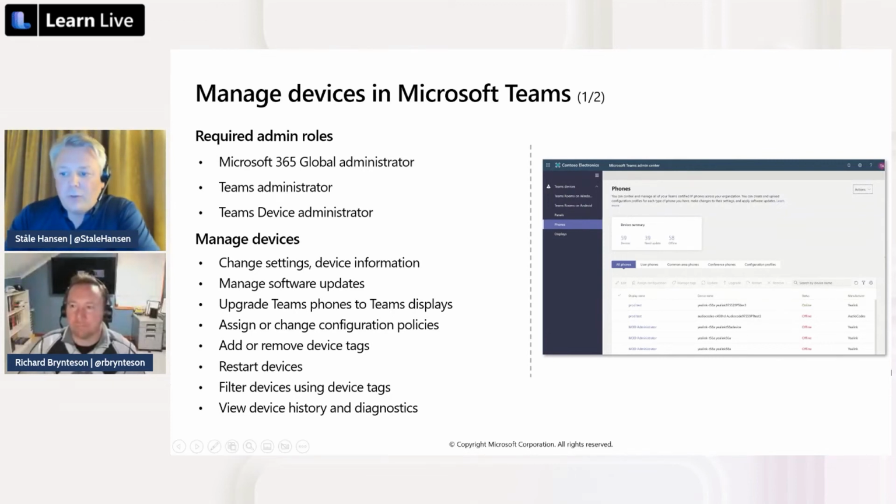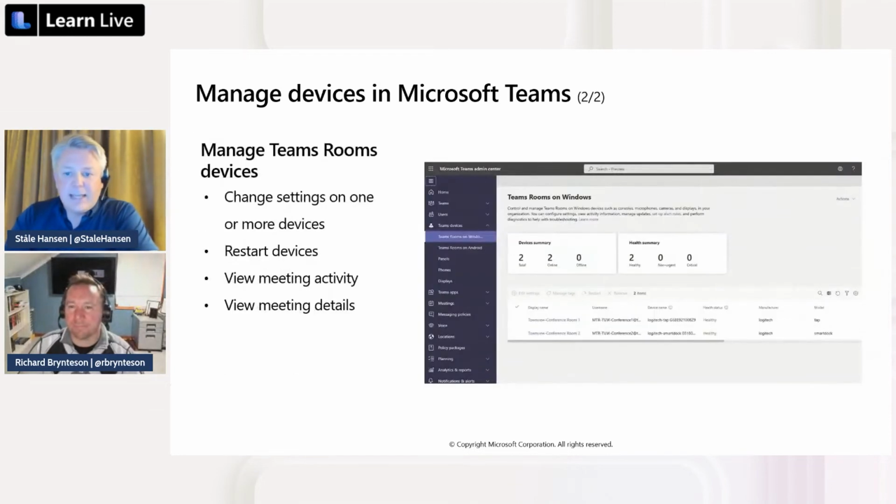But what you can do, especially on phones, we are looking at phones here first: you can manage the software updates. You can do some reboots. You can add device tags. You can change settings, specifically time zone and how the device should behave. You can do that from the Teams Admin Center, and definitely for phones, that still happens in the Teams Admin Center. And then you have Teams Rooms, the devices.